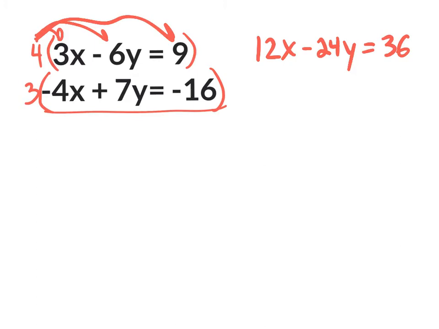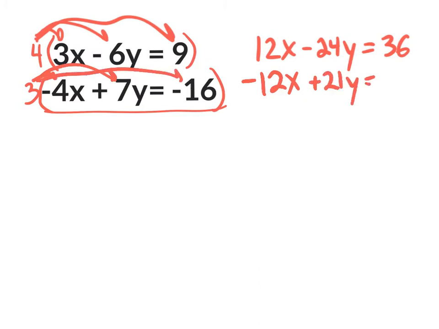My new bottom equation, after multiplying by 3: 3 times negative 4x is negative 12x. 3 times positive 7y is positive 21y. And 3 times negative 16, that's negative 48. And of course, use a calculator if you're questioning it. You see, it was not ready to eliminate x's. Now, after modifying both top and bottom equations, it is ready to eliminate x's.